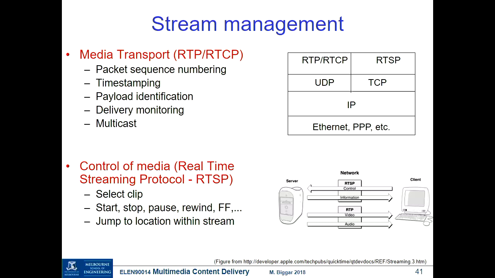So the media transport is handled by RTP and its associated RTCP. Sorry to throw all the acronyms at you. Between them, they look after delivery of the media, but also the packet sequence numbering and the delivery monitoring and so on. And the actual control of the media, that is selection of the clip and control of things like pausing and so on, is looked after over RTSP, thank you, over TCP. And so we end up with these dual connections.